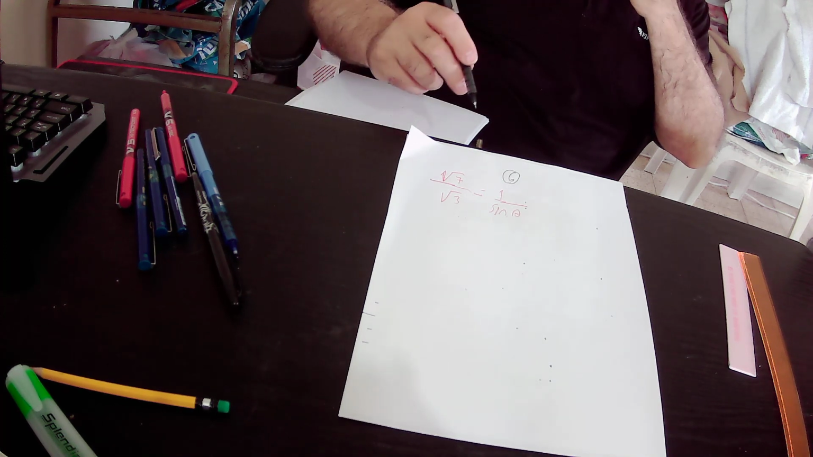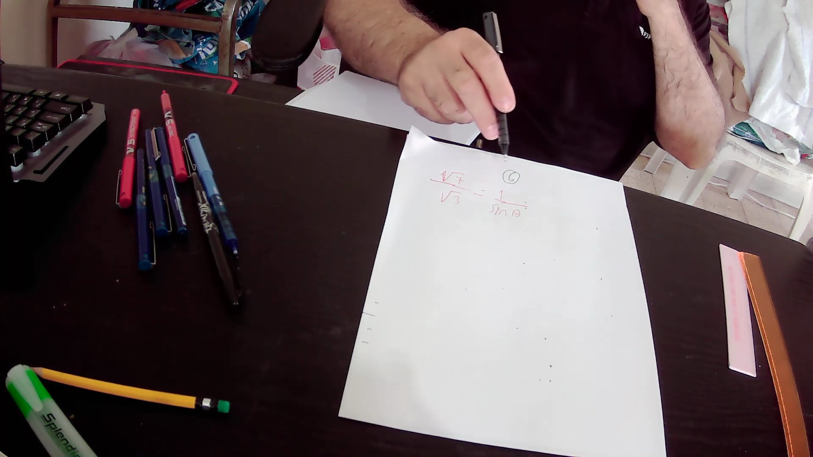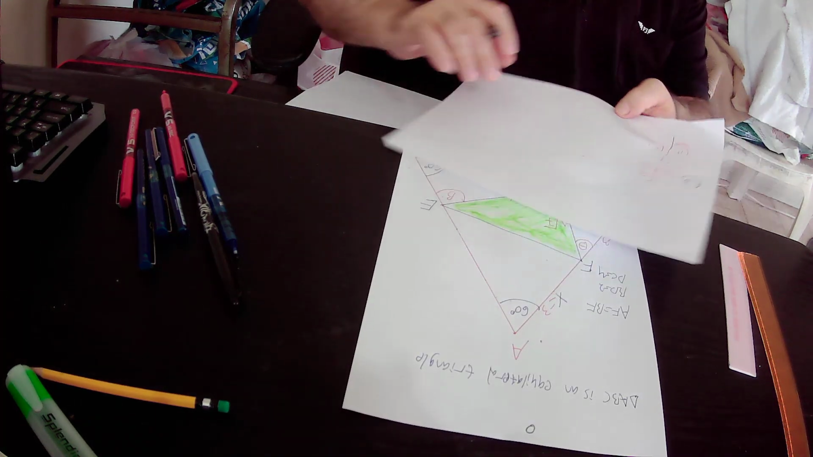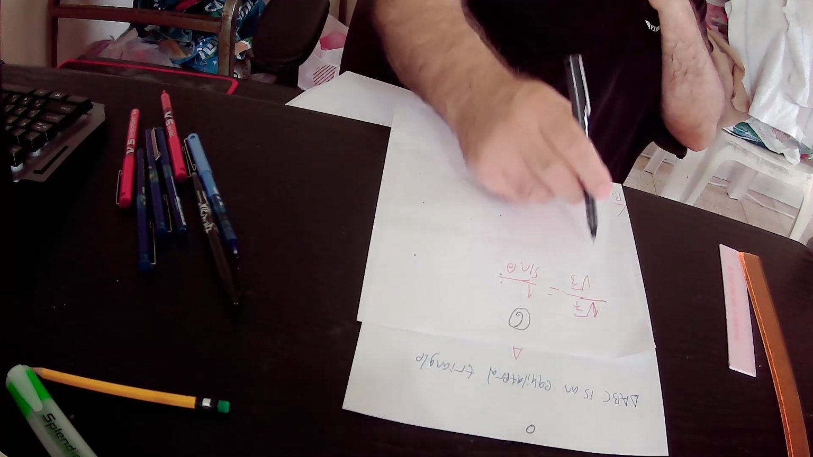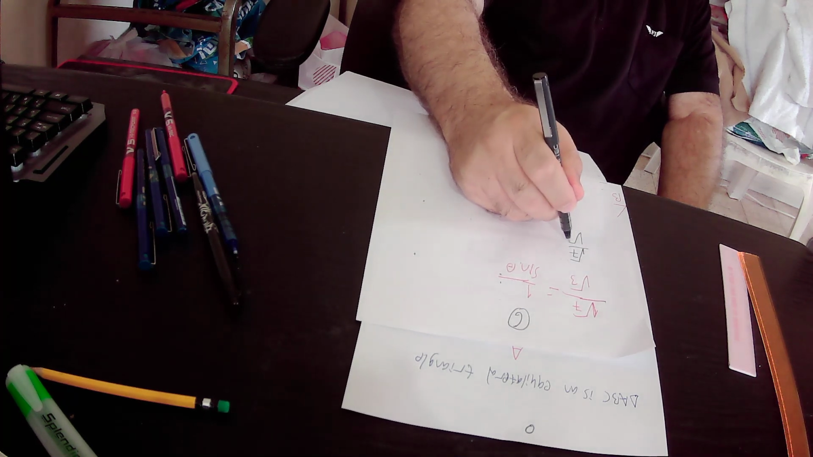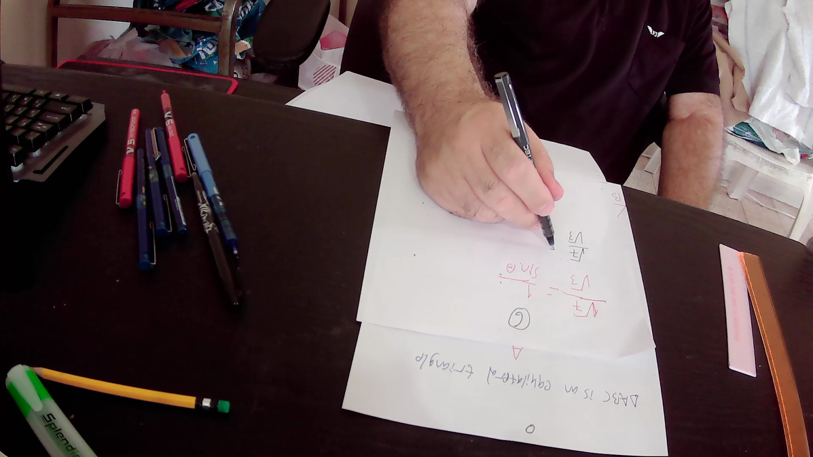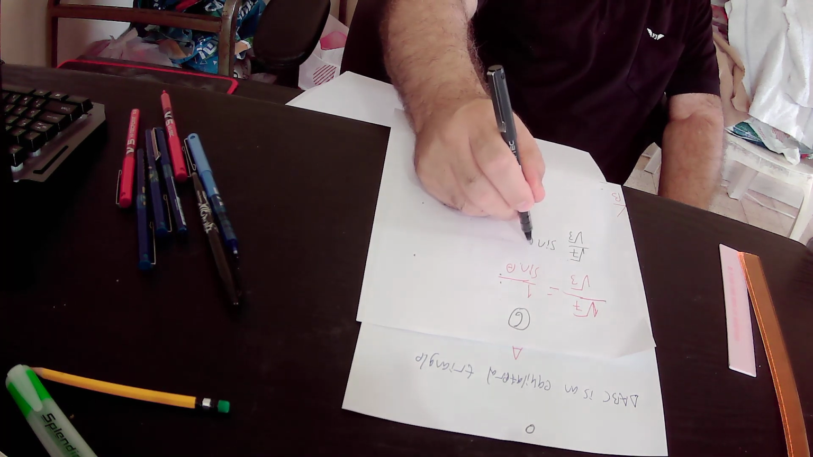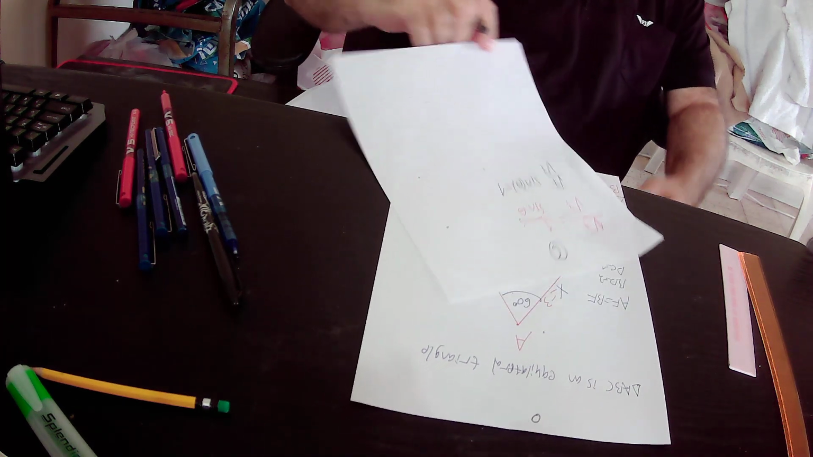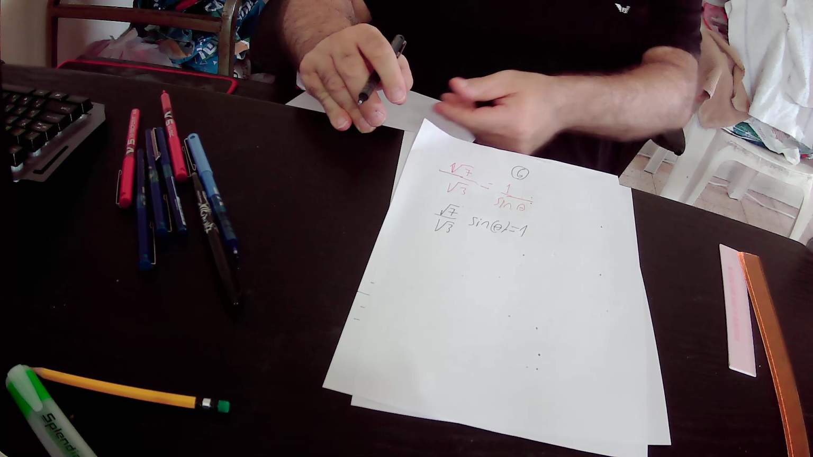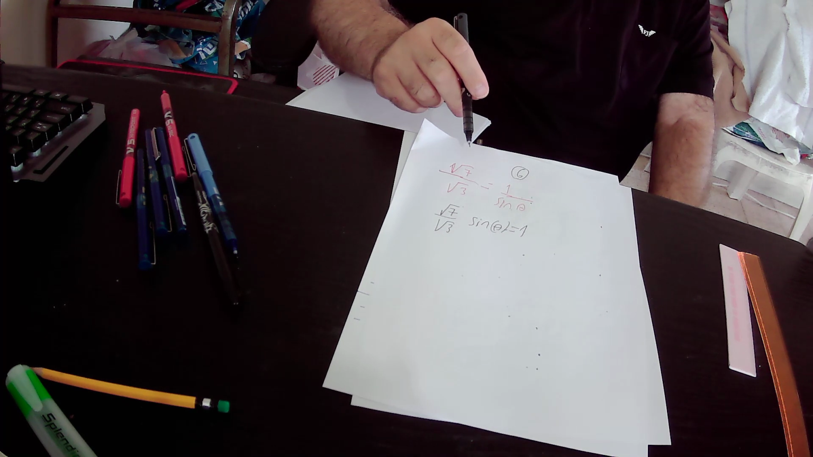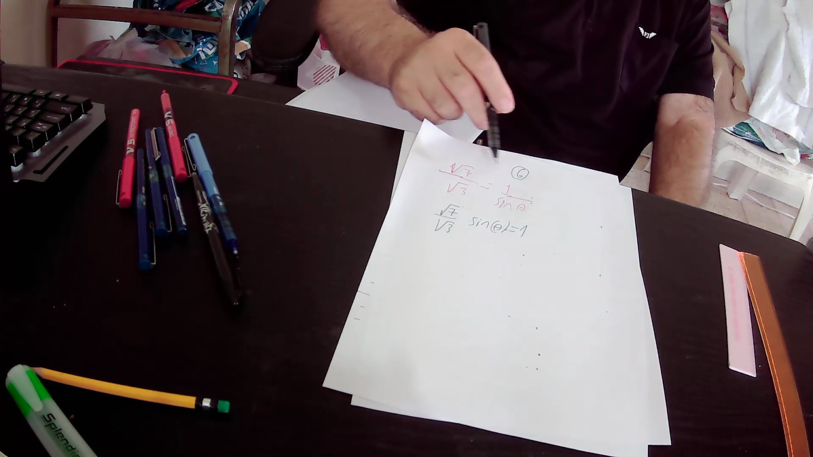In the next step, we will multiply this equality by sinus theta. And we will get that root 7 over root 3 times sinus theta equals to 1. After we multiply this equality by sinus theta, we got that root 7 over root 3 times sinus theta equals to 1.